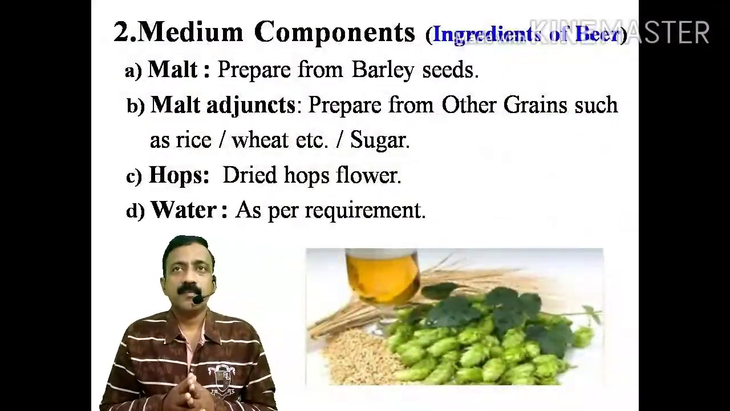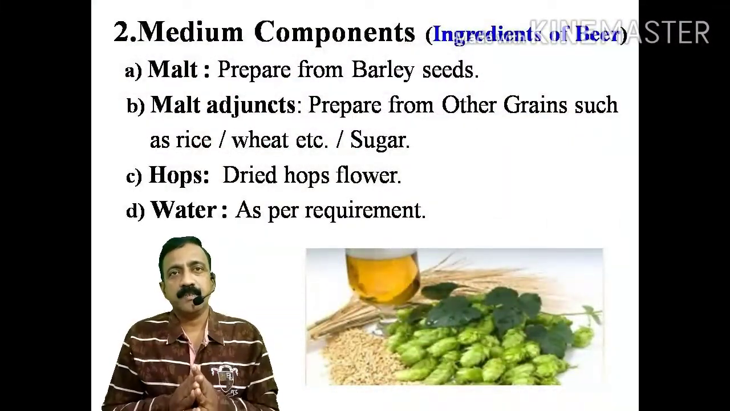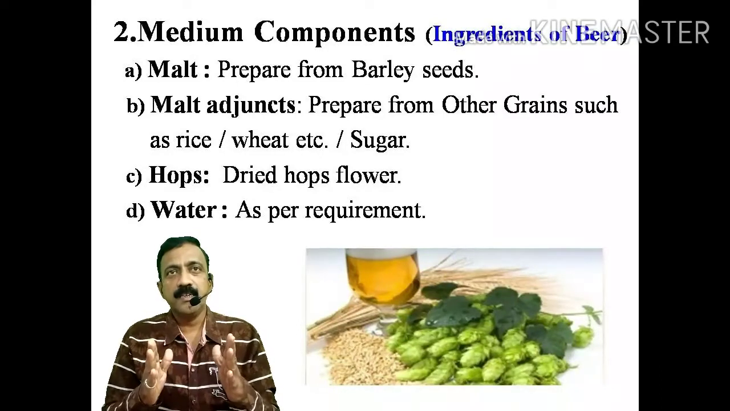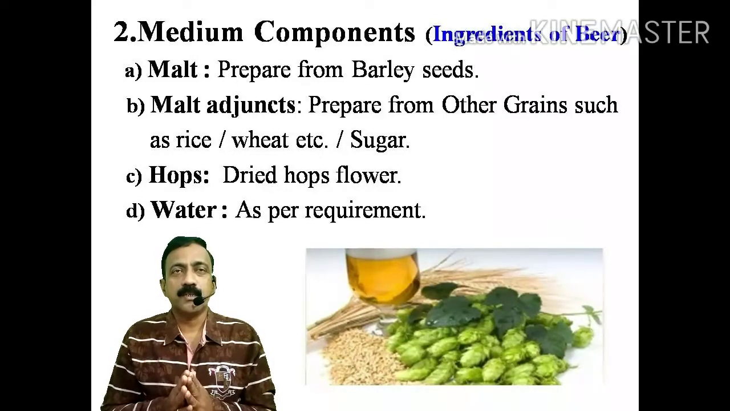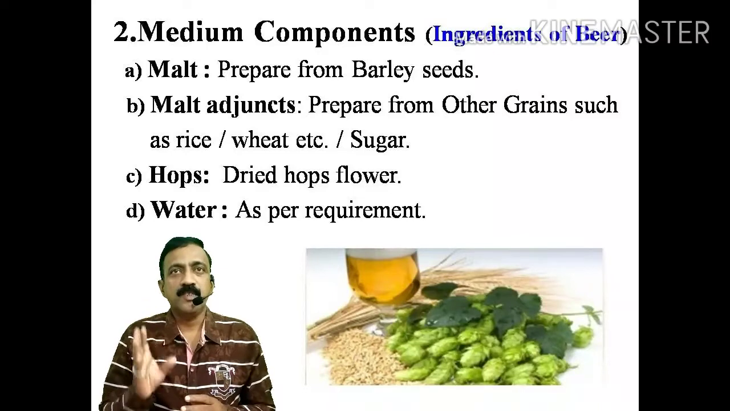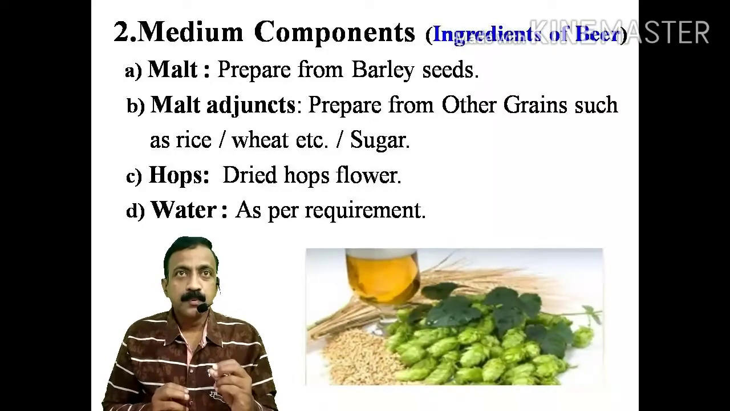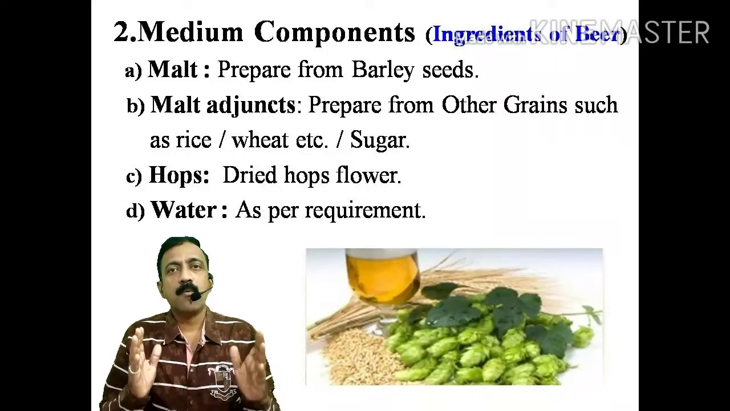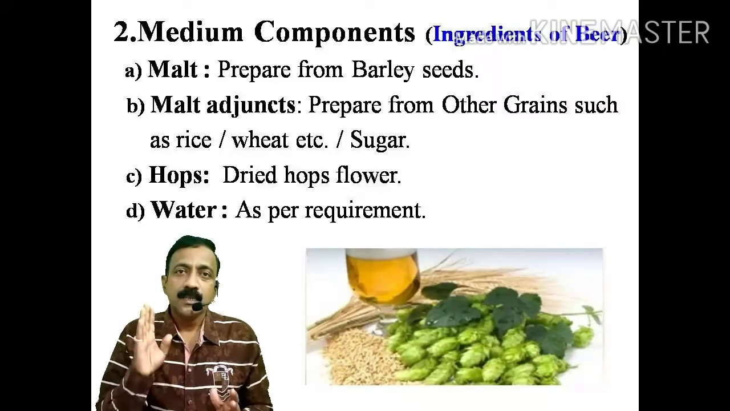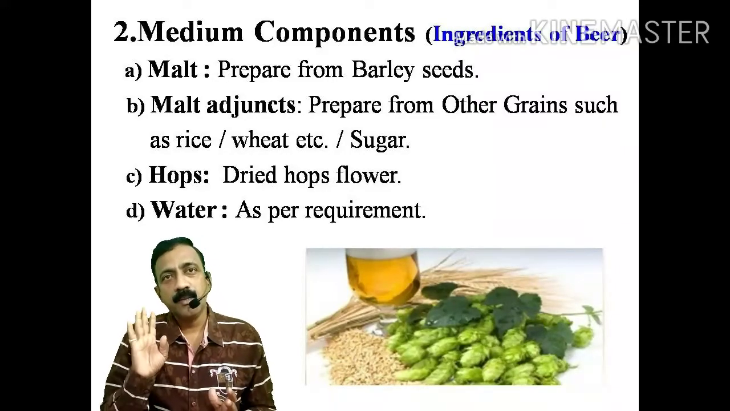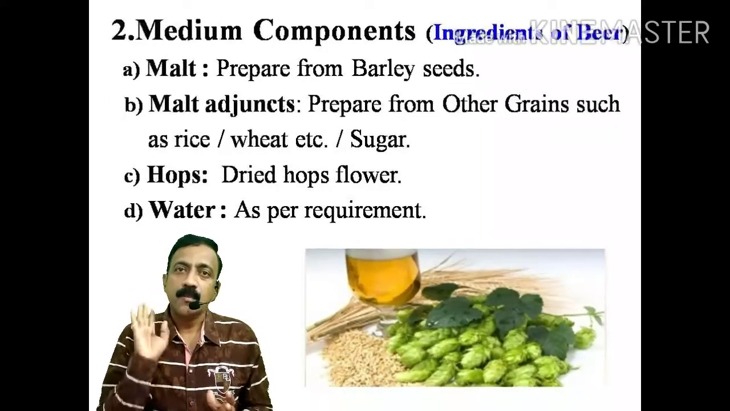Medium component. Ingredients of the beer. Different ingredients are required for beer production: malt, which is prepared from barley seeds; malt adjunct, which is prepared from other grains; hops, that is dried hop flowers; and water as per the requirement. So these are the four major ingredients required for beer production.